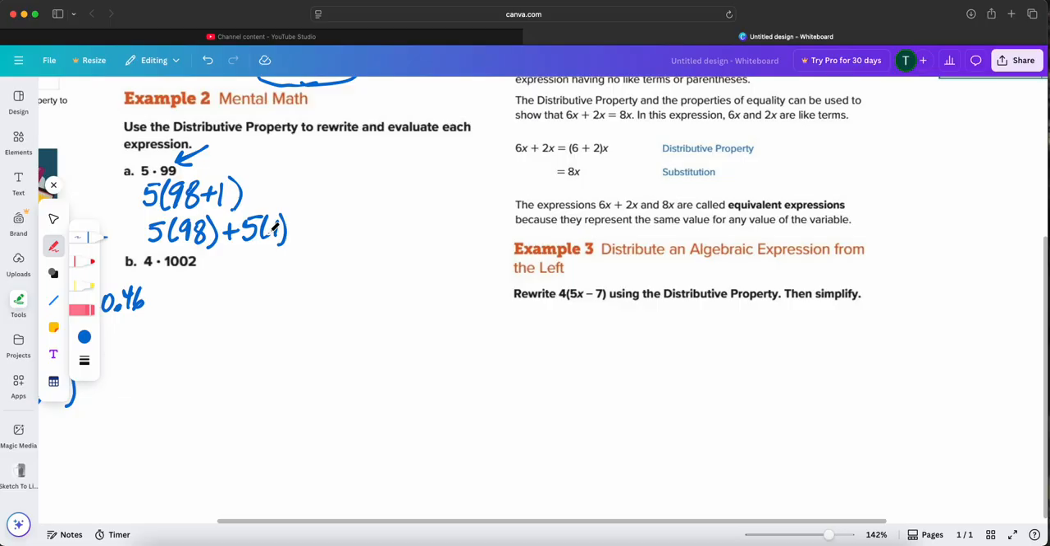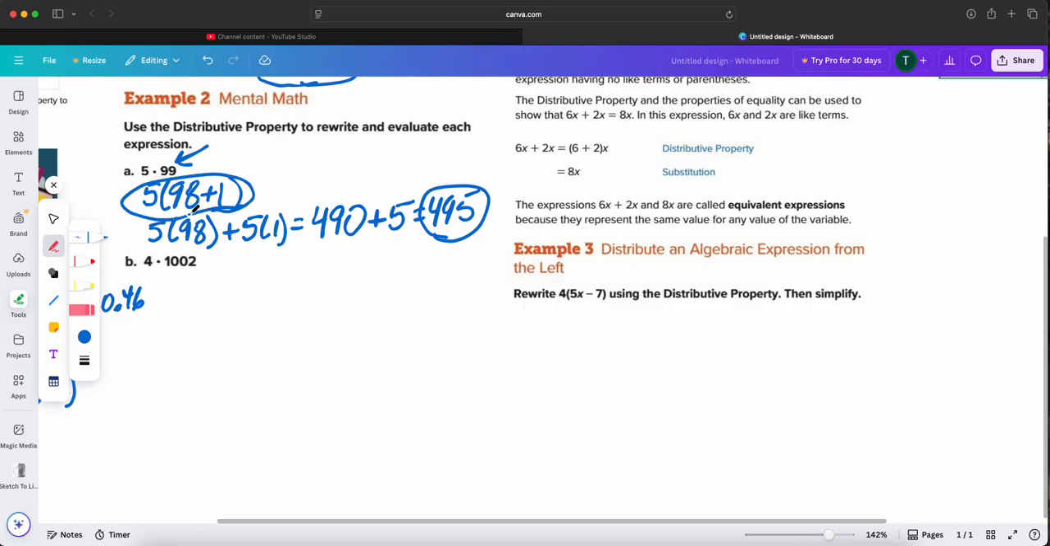If we take the 5 times 98, that's going to get us 490. And then the 5 times 1 is 5. So then I would add those two together, and I'm going to end up getting that this answer is 495. Now, a good way to double check yourself would be to take 99 times 5, which is 495. So it did in fact work. So we evaluated and we rewrote it.